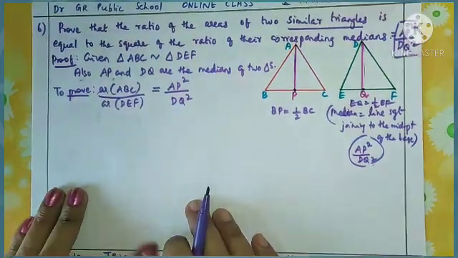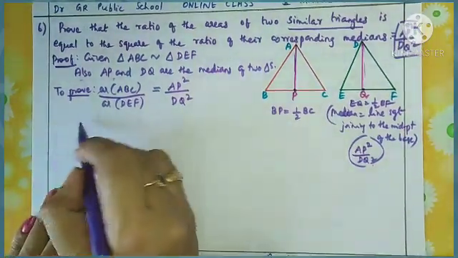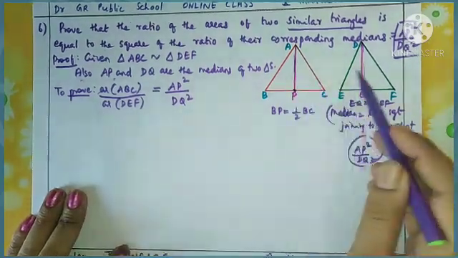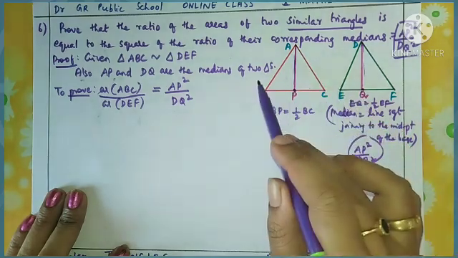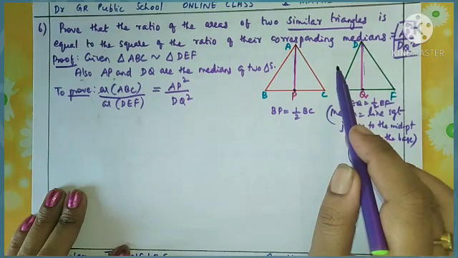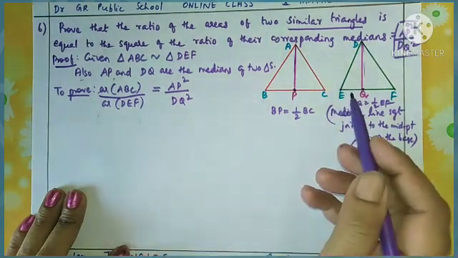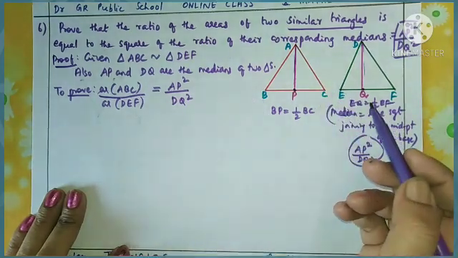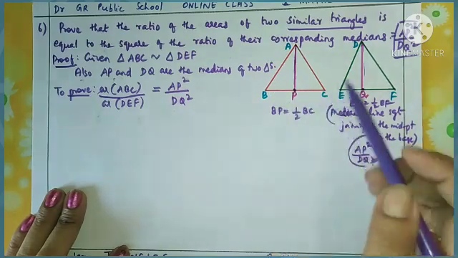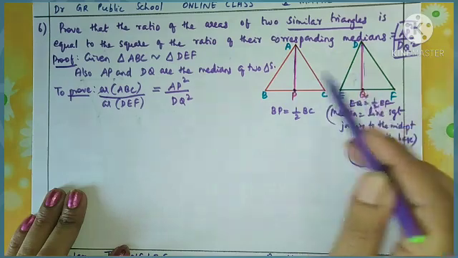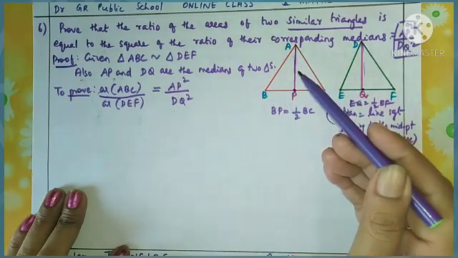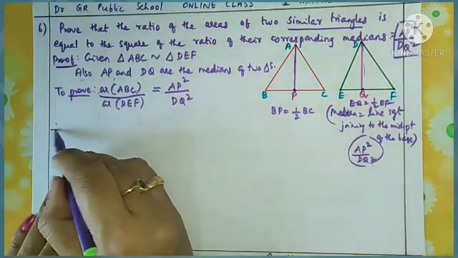Now what you are doing? Now come to the proof. So here you know, because they are similar triangles, the ratio of the areas of the two triangles is equal to the ratio of the squares of the corresponding sides. Okay, by theorem. So from the area of similar triangles theorem, we can write the ratio of the areas of the two triangles is equal to the ratio of their corresponding sides, that you know. So that we can write now by theorem.